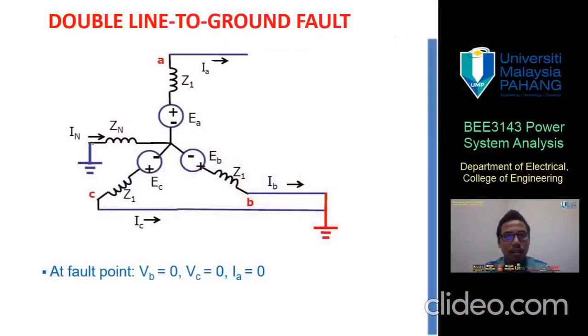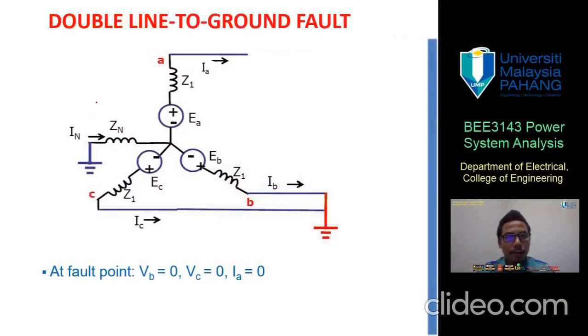So we have reached the last part of the power system analysis. We're going to finish the double line to ground fault. I'm so sorry for being too sleepy today, but we still need to proceed and finish this. So without further ado, let's go directly to the contents.